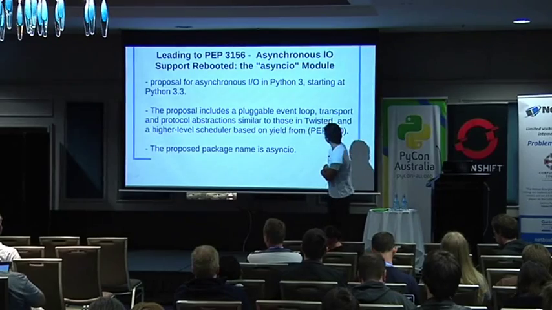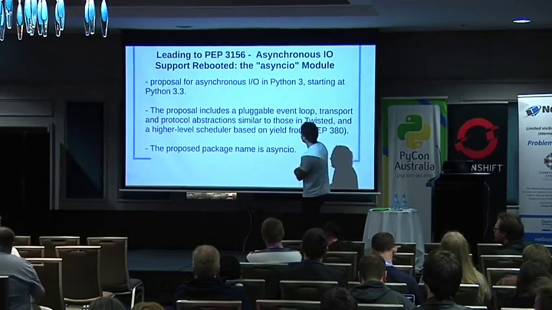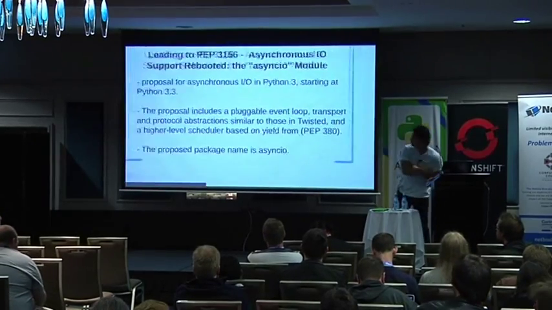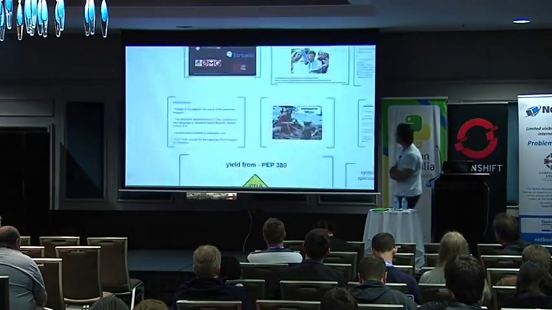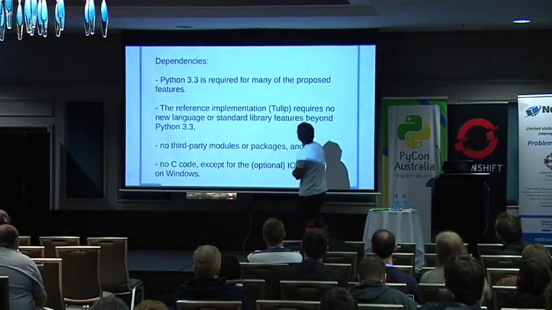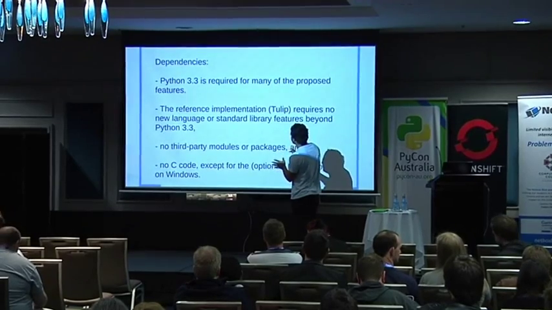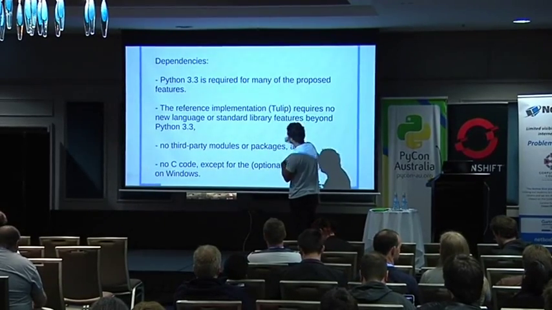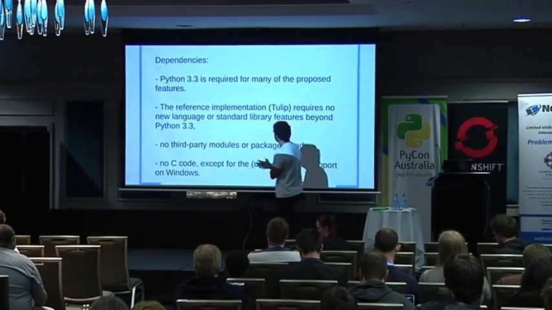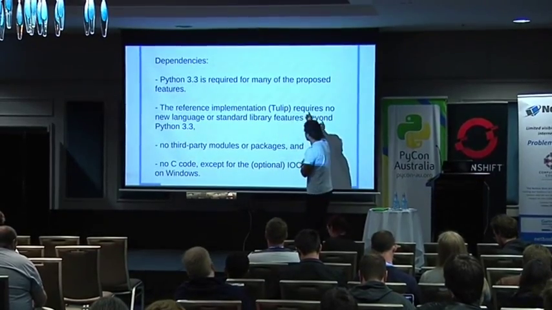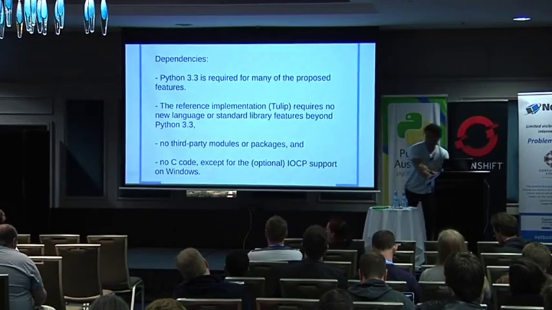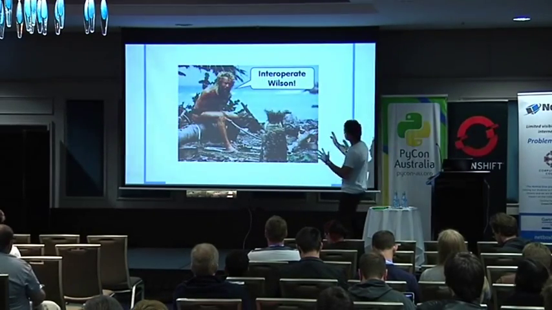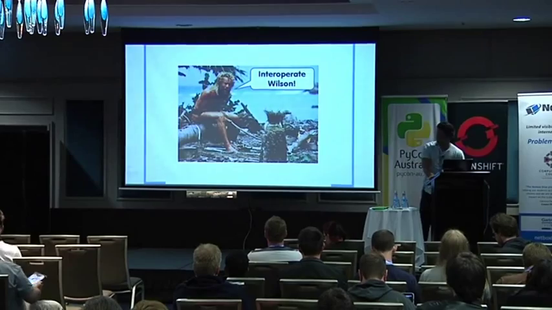One minute. Okay. So the advantages of using that: it's pure Python 3.3. Probably available in later versions also, but it's pure Python. The reference implementation is Tulip. No third-party modules, no C code. So you should be able to run it on any Python 3.